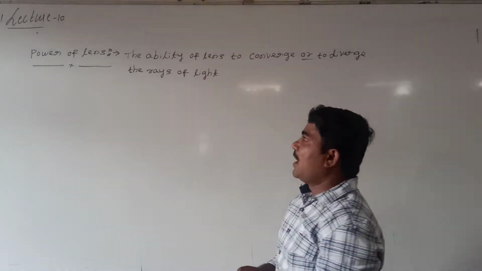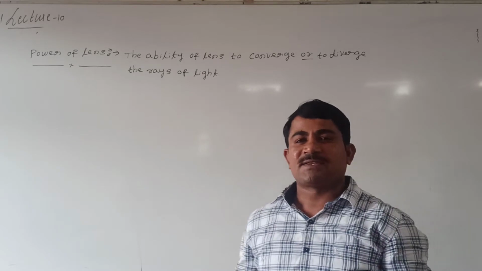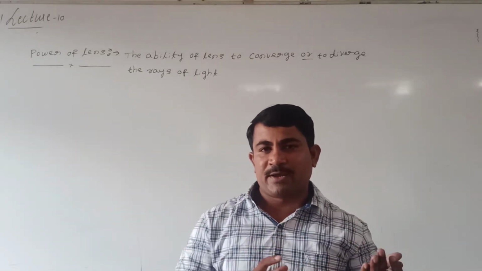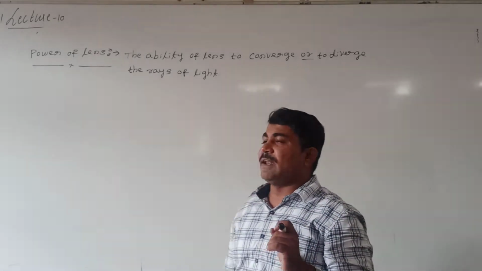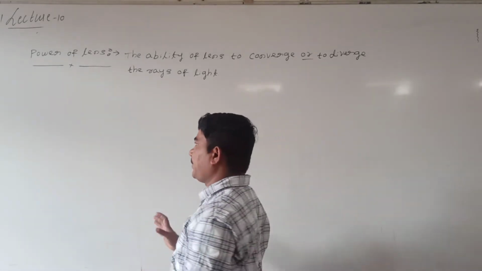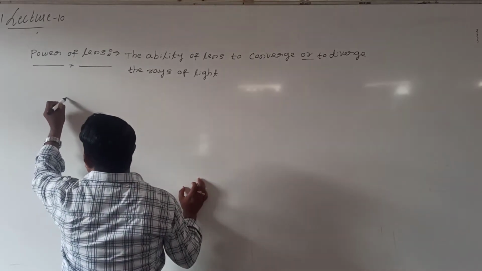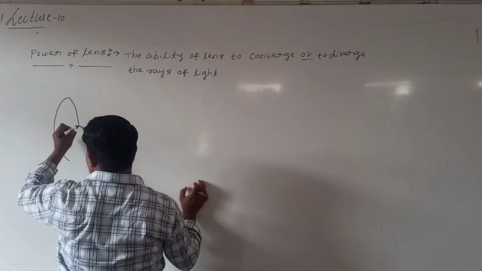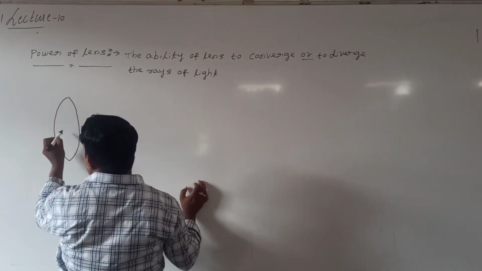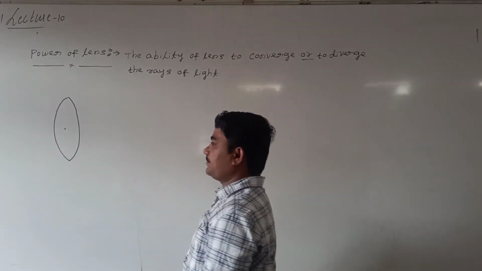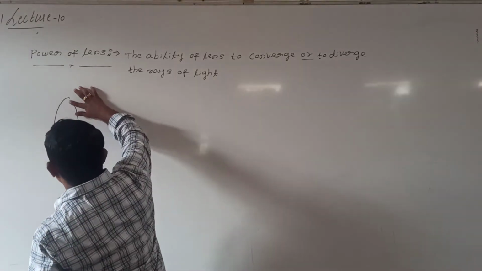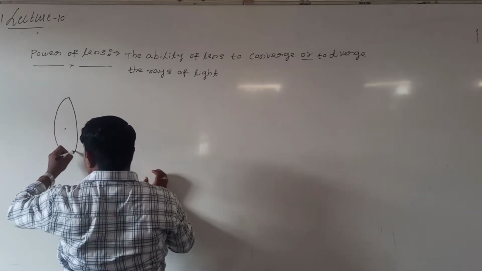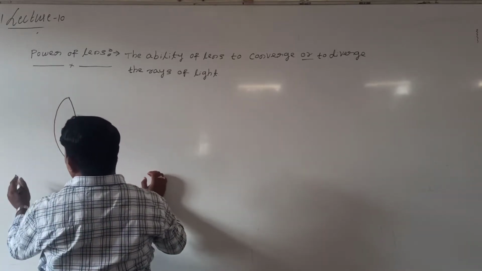Look at me. Now this power of lens we will see in another view. How power of lens can be defined in one more way. To understand this, let us take a convex lens. Now simply I will take a biconvex lens. This is one convex lens, and this is nothing but the optical center. This is a thin convex lens I will take.